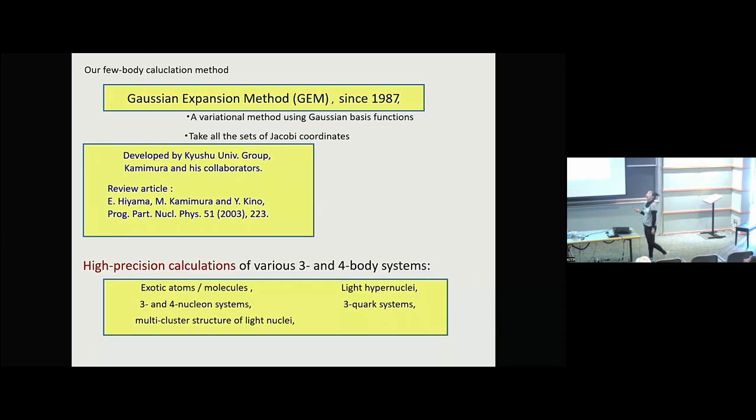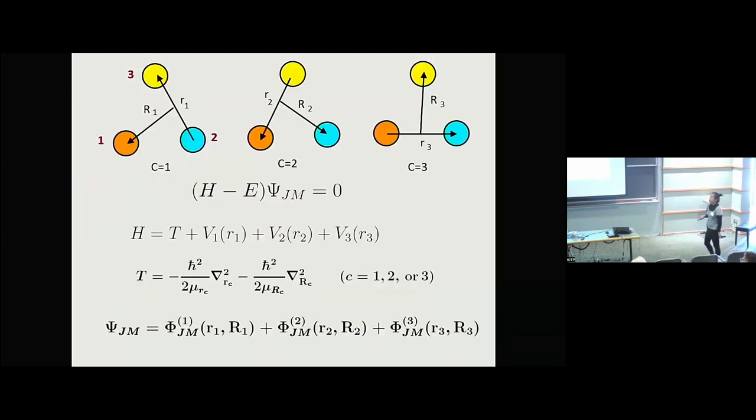Here, I will explain the three-body problem very briefly. In order to solve the three-body problem very accurately, we take these three kinds of Jacobi coordinates. Then we solve this Schrödinger equation. The Hamiltonian is written like this. This is the kinetic energy, defined by this equation. V1, V2, V3 are the two-body potentials defined by these coordinates. And this phi 0 is defined by this, as a summation over these three kinds of Jacobi coordinates.